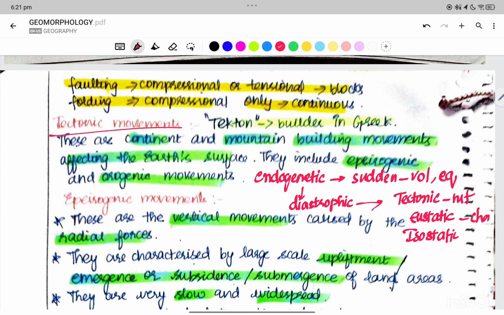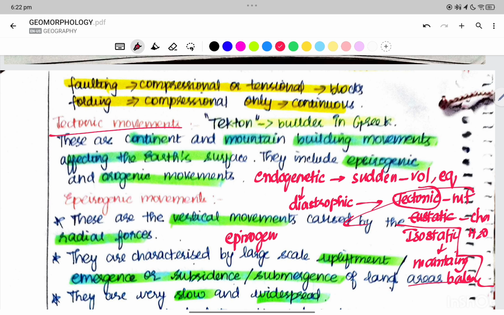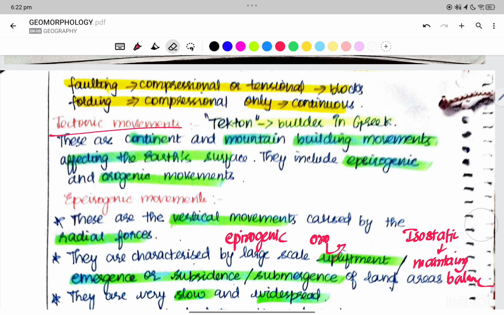Eustatic is changes in the water level, and isostatic is maintaining a balance. Now tectonic is mountain building. Further, it is classified into two types, right? The mountain building is further classified into compressional and tensional forces. Before that, tectonic forces are not mountain building, they are changes in the land. So tectonic is further classified into epirogenic and orogenic. In orogenic only do we have the compressional and tensional forces.